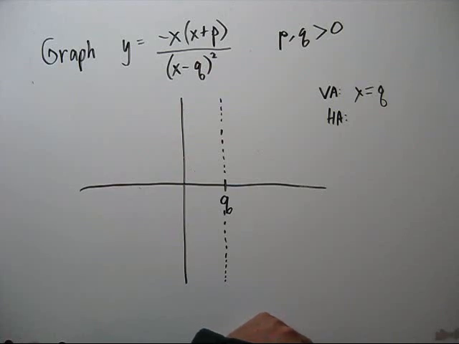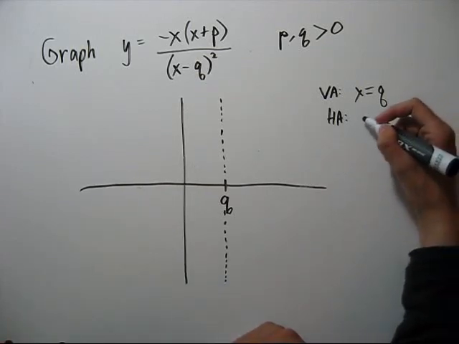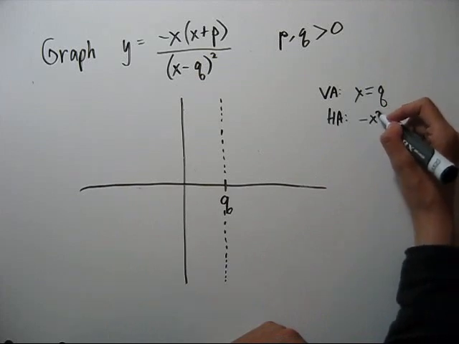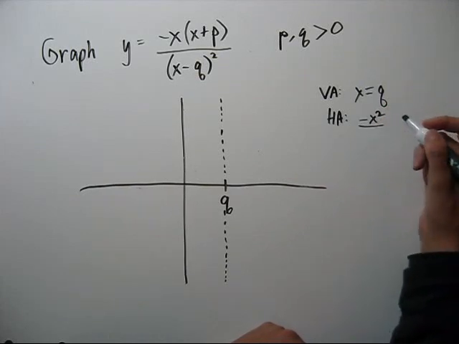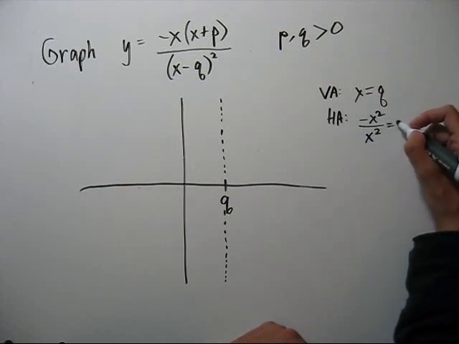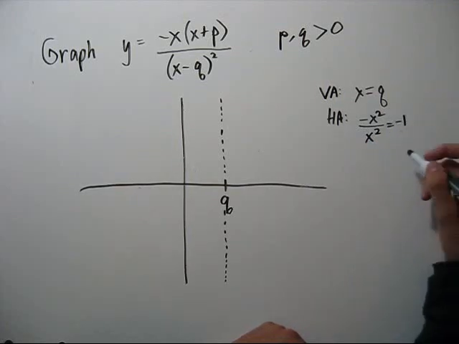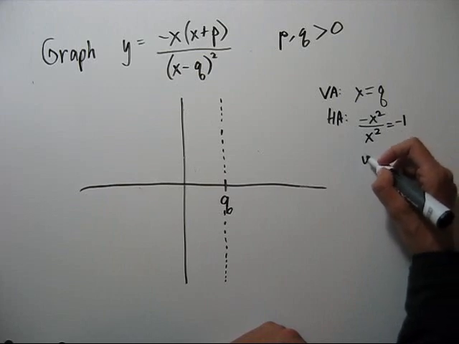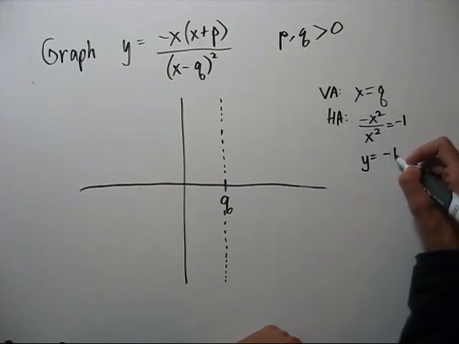For horizontal asymptotes, the shortcut is to look at the behavior of the ratio of the leading terms. So in our numerator, we have a negative x squared for our leading term. In our denominator, it's an x squared, which equals -1. So our horizontal asymptote is y equals -1.